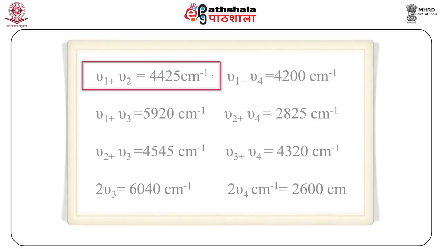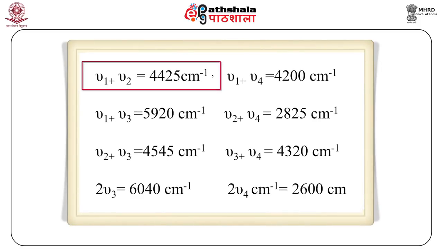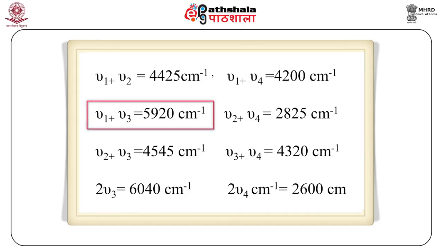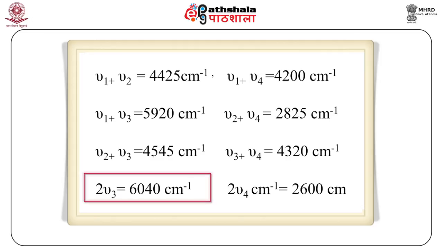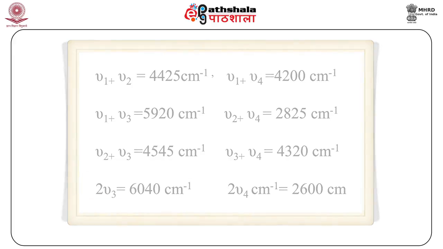If I take nu 1 plus nu 2, it should be 4425 centimeter inverse; nu 1 plus nu 3, 5920 centimeter inverse; nu 2 plus nu 3, 4545 centimeter inverse; and twice nu 3 is 6040. Like this, we can take nu 1 plus nu 4, nu 2 plus nu 4, various combinations.